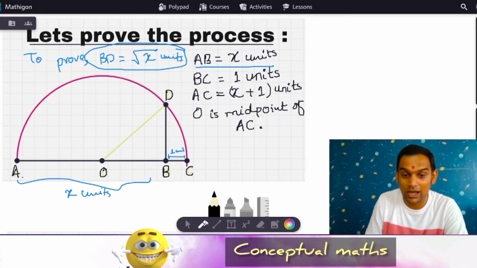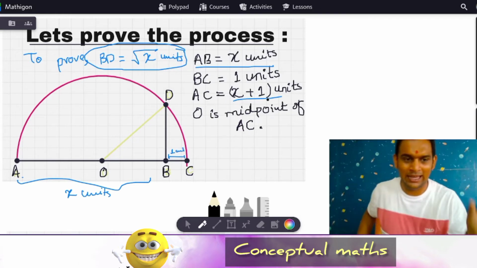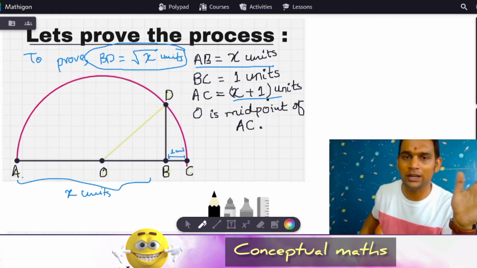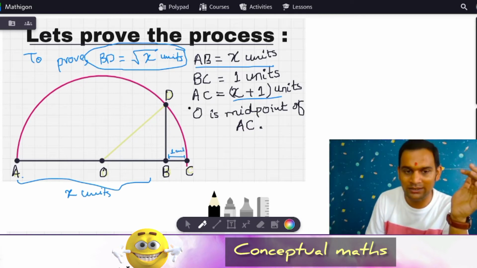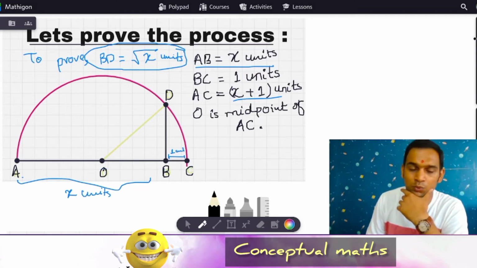Yes. So now be very, very careful, my dear friends. So what will be the length of AC? Obviously, it will be x plus 1 because AB is x, BC is 1. So AC is nothing but AB plus BC, right? AB plus BC gives us AC, right? AC is the bigger line. So that makes it x plus 1 units.